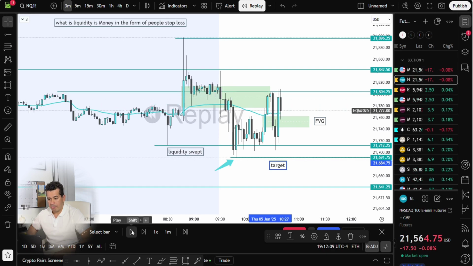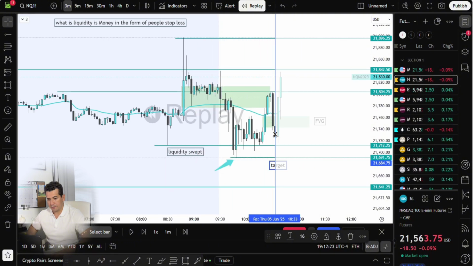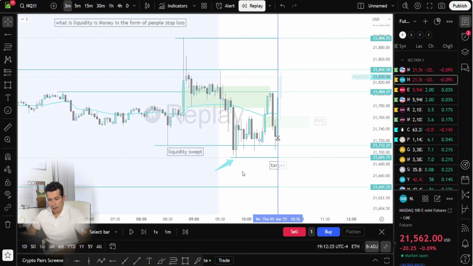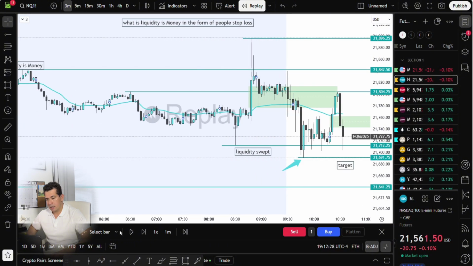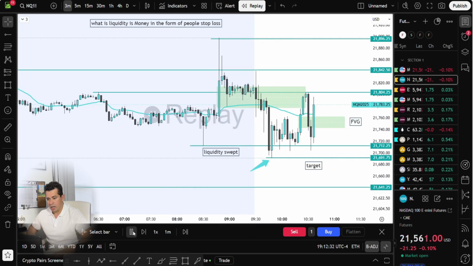All right, so I'm gonna show something. When I see this momentum liquidity swap and it didn't close below this, the probability for me to take a trade is high, really high. So I come here, let me replay that. As you can see, nice push up, momentum, and then the pullback.